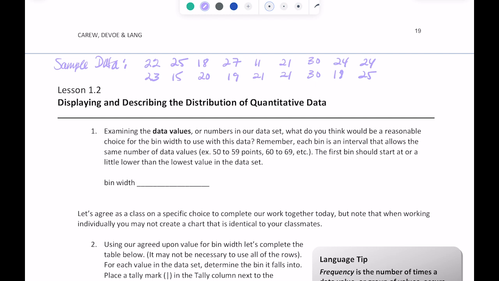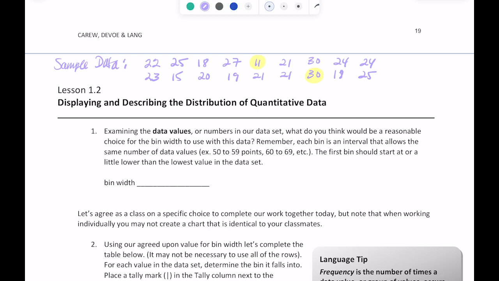So I need to figure out how wide to make the bins. So this is what I'm going to do. I'm going to first find the range. Okay, so to find the range, you're going to take the highest value or your maximum value, which is 30, and we're going to subtract the minimum or your lowest value. So 30 minus 11.